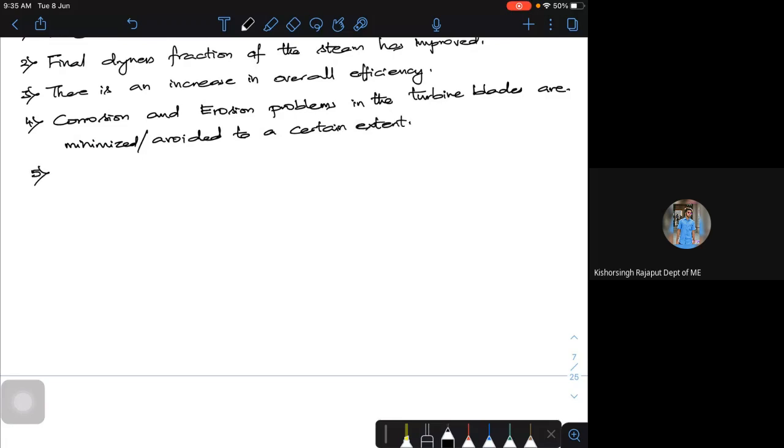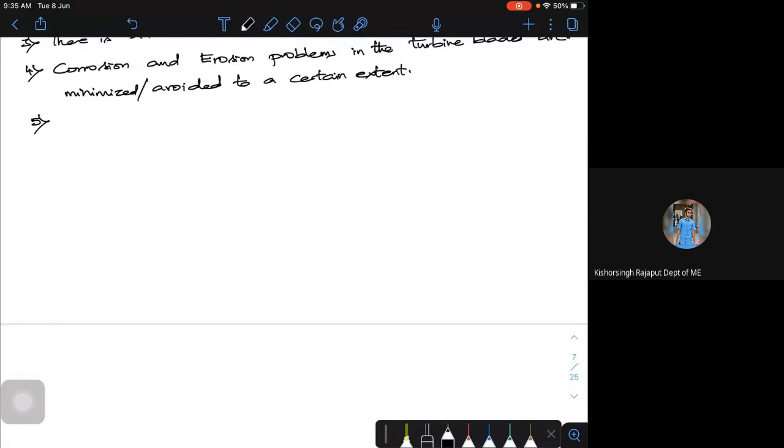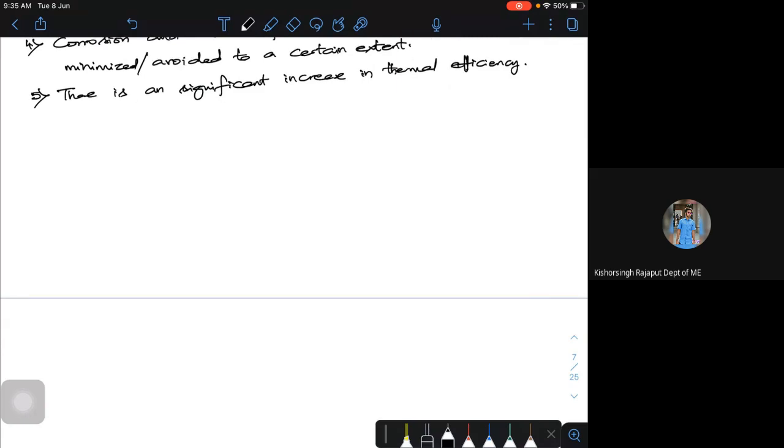The fifth one. Overall, when I speak of overall efficiency, there is a significant increase in thermal efficiency. These are some of the points. Okay. Now, that's the list of advantages.